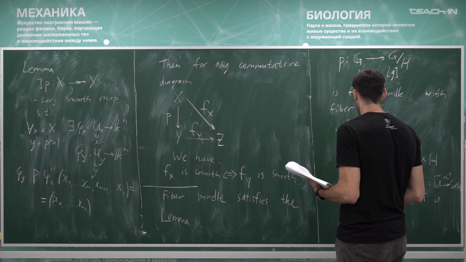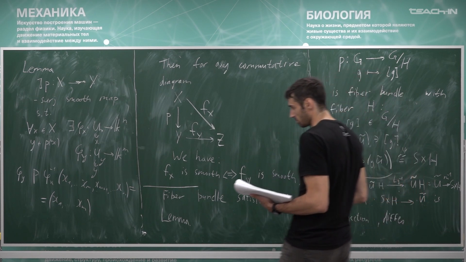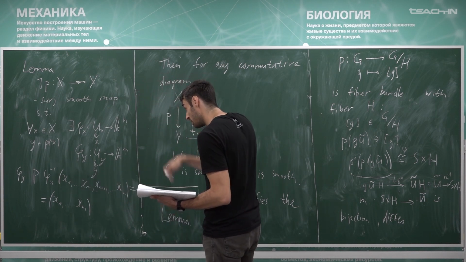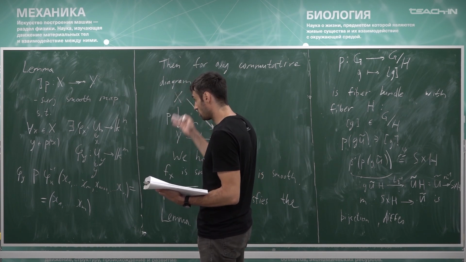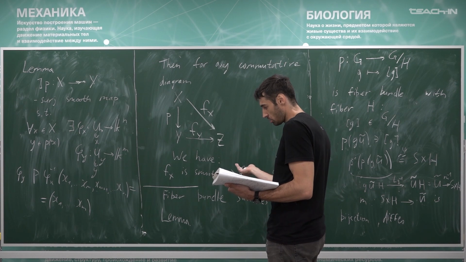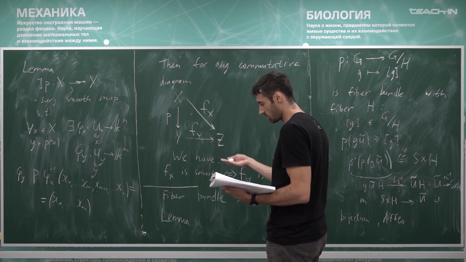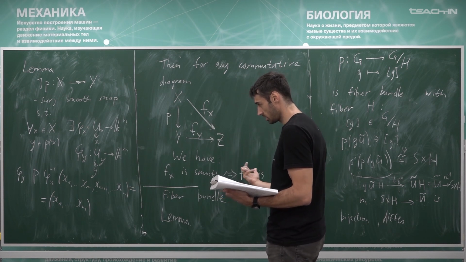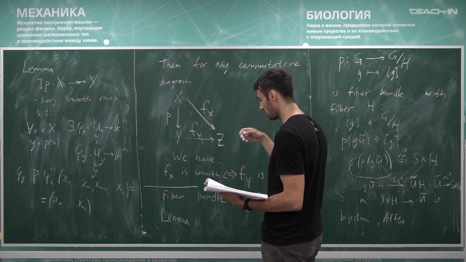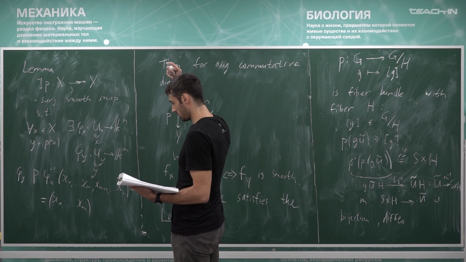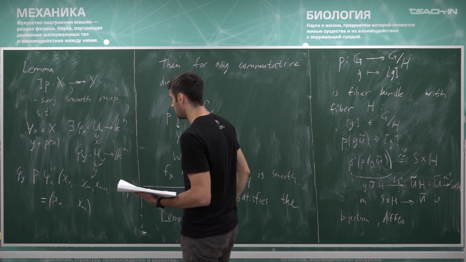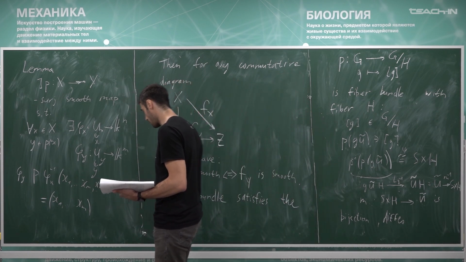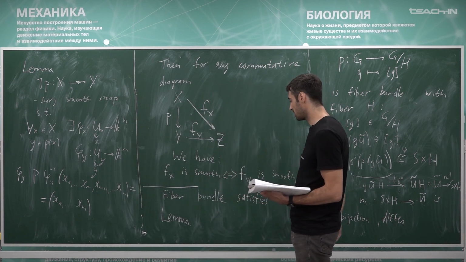So you just need to remember the definition of fiber bundle. Then you can choose an atlas, which is in this trivializing neighborhood. Choose coordinates in this atlas, in y, and then choose coordinates on z, on the fiber. And then this projection will be exactly forgetting coordinates on the fiber. So fiber bundle satisfies the lemma.